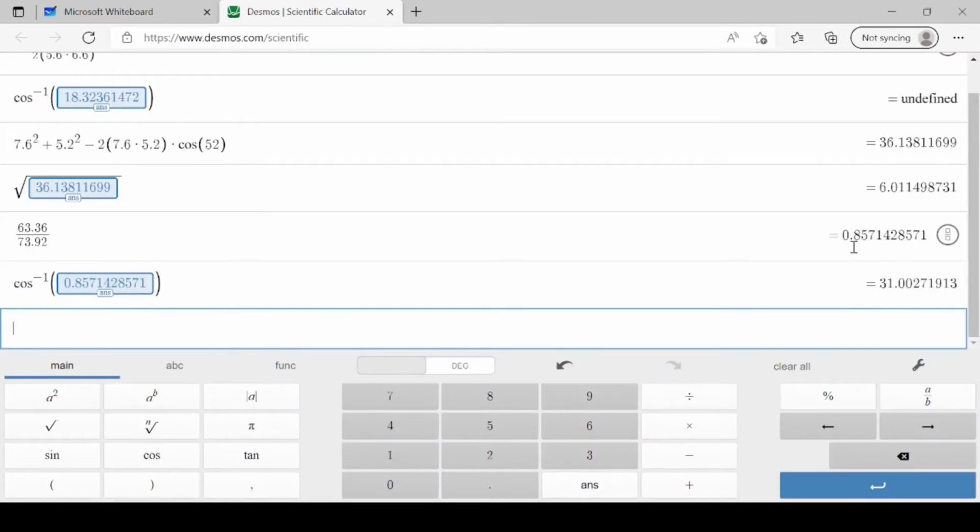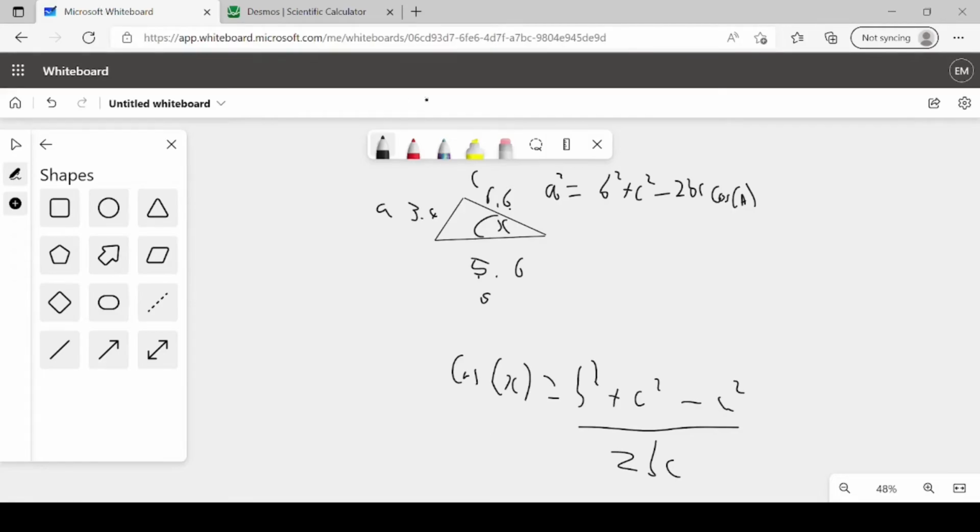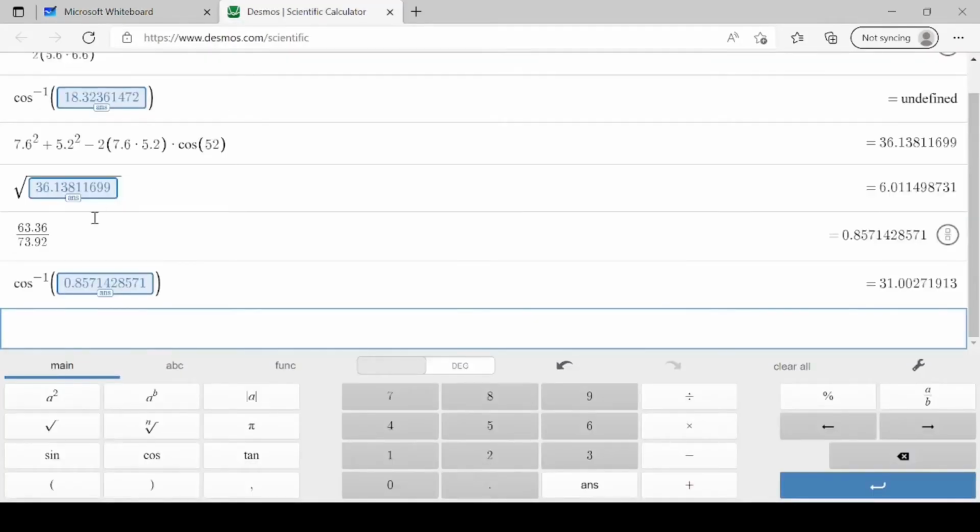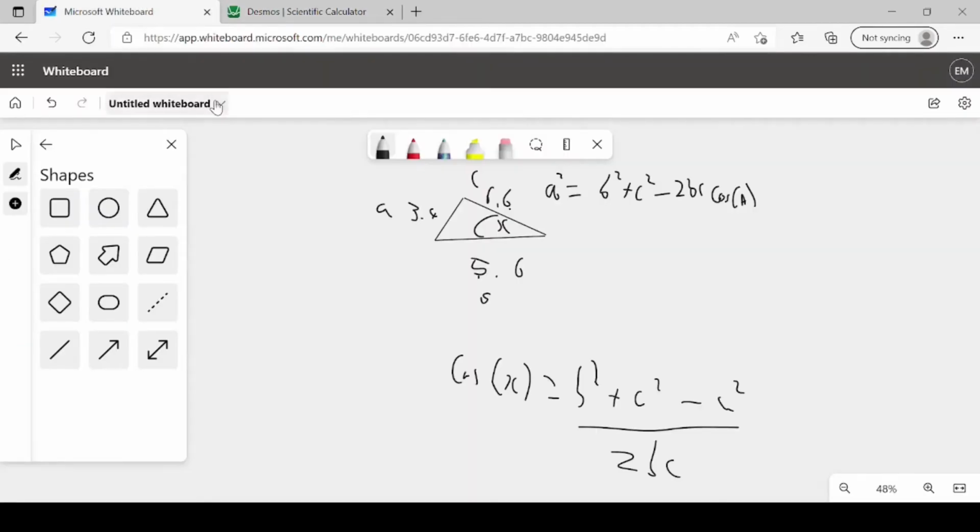So here we have 0.8571428571. And now to get rid of the cosine, because we're working out cosine A, we do cosine to the minus 1 or shift cosine of our answer, and that gives us 31.002. So now as we're rounding to 2 decimal places, that's only 31, and that is our answer. So we know that this angle here is 31 degrees.